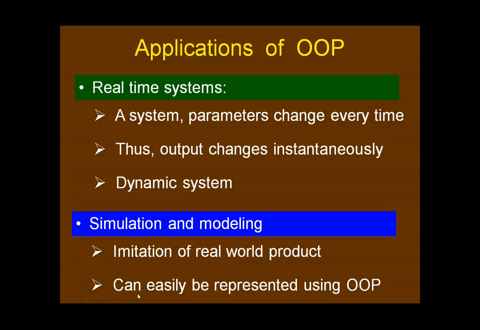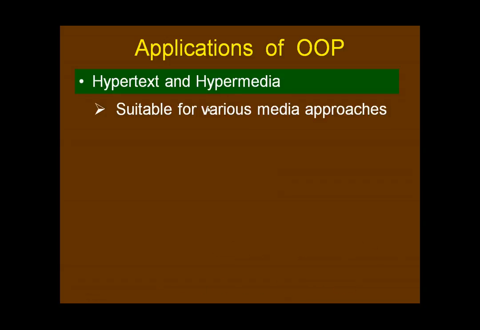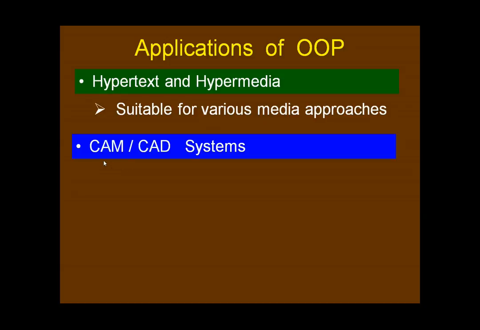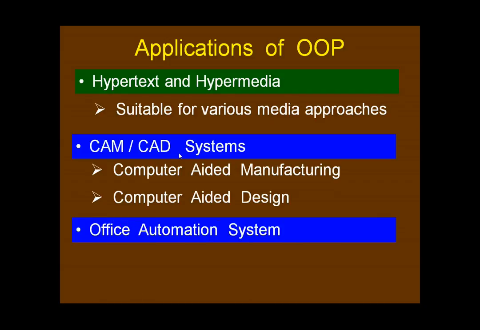So using object-oriented programming, the real-world situation can easily be imitated. Next one, it is hypertext and hypermedia. It is suitable for various media approaches. Next, it is computer-aided manufacturing and computer-aided design. Here also, we can make use of object-oriented programming. Next, it is office automation.